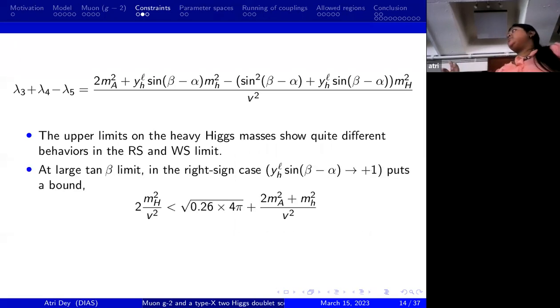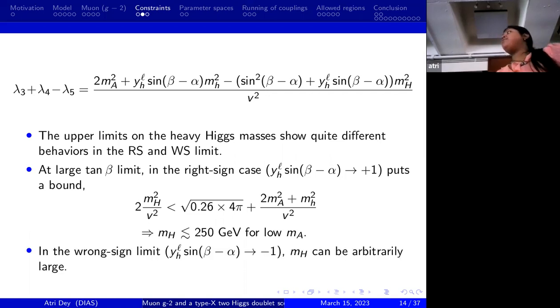So depending on the sign of these two, at the large tan beta limit, if we are in the right sign case, which demands that our YHL times sine(beta minus alpha) is close to +1, then this can put a bound on our heavy CP even state, and we can't go beyond 250 GeV from our vacuum stability and perturbativity constraints for low MA. But for the wrong sign Yukawa scenario, there is no such bound, but there is a perturbativity constraint on the other lambdas, where all the quartic couplings cannot go beyond 4 pi. So from there is a constraint on capital M H, which is 870 GeV.